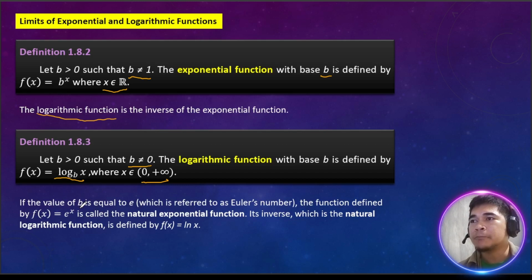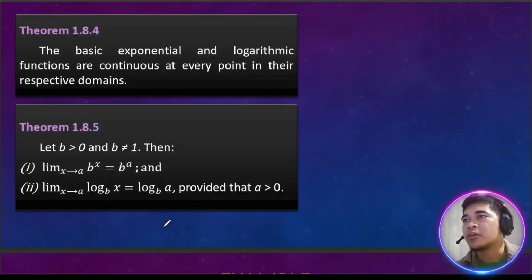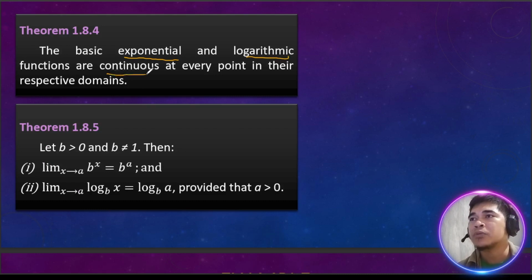If the value of b is equal to e, or Euler's number, the function defined by f of x equals e to the power of x is called the natural exponential function. Its inverse is the natural logarithmic function, which is the ln, defined by f of x equals ln x. Its base is Euler's number. The basic exponential and logarithmic functions, the same as the trigonometric functions, are continuous at every point in their respective domains.